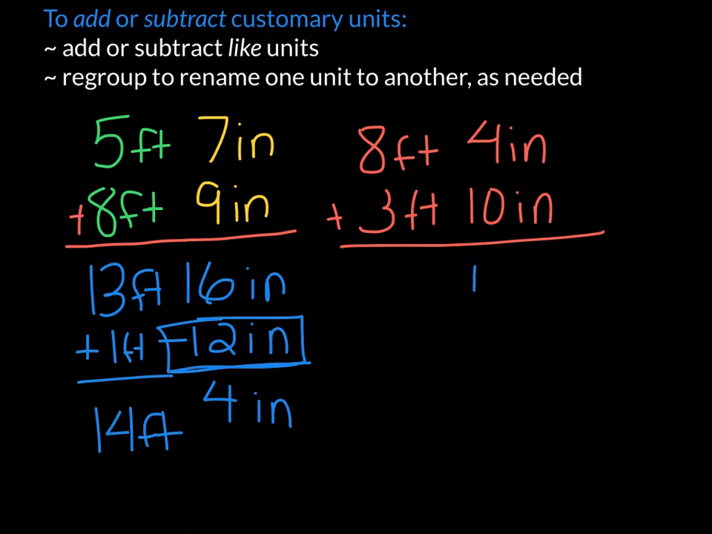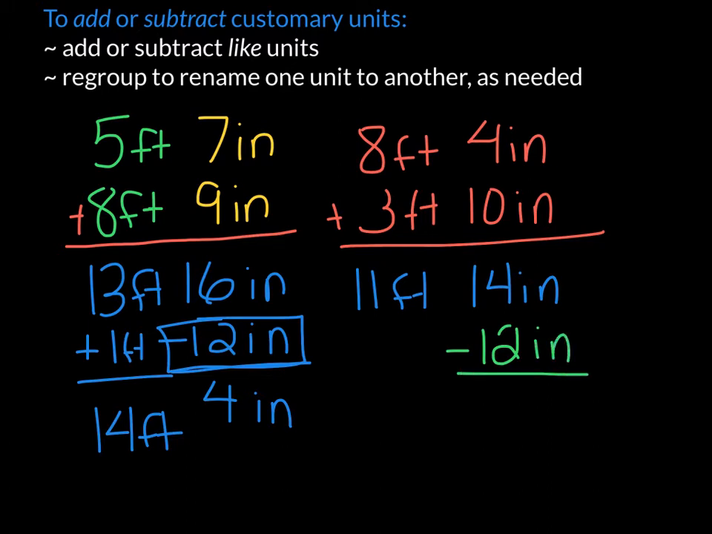Alright, as I'm adding up here, I have 14 inches. And then 8 feet plus 3 feet would equal 11 feet. But now as I take a look at my answer, I see this 14 inches. That's more than a foot, so I can take out that foot, so minus 12 inches, and I'm going to add it to this 1 foot here. So now I have 12 feet, 14 minus 12, and then I only have 2 inches left over. So it would be 12 feet, 2 inches. All right, I hope that's what you were able to get for this adding one.